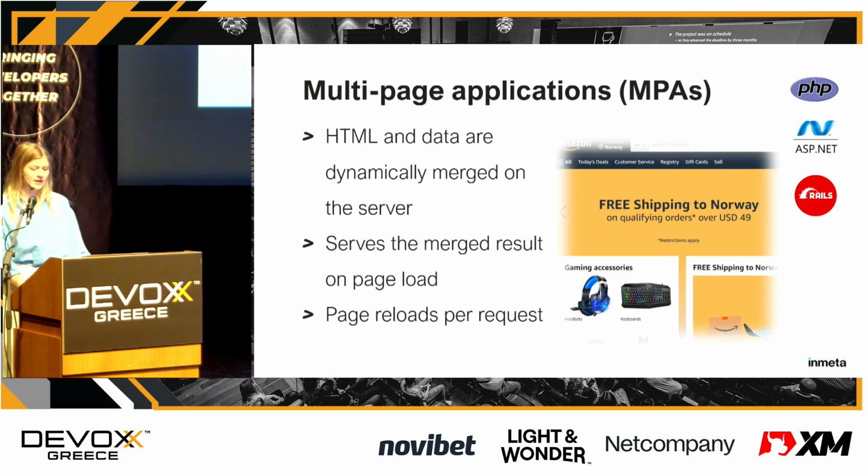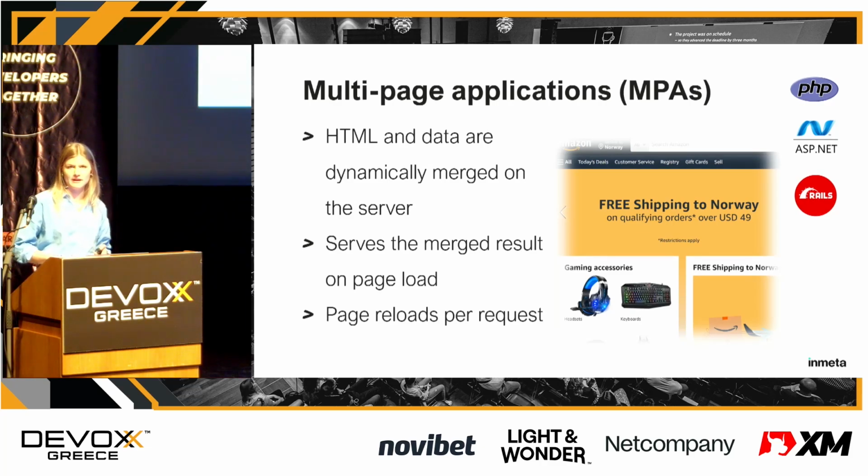The multi-page applications, on the other hand, can handle dynamic data. In MPAs, HTML and data is merged on the server per request and sent as one package to the client. The user will open the browser and is served the merge result. And the entire page reloads per request or navigation to a new page. They can be created with, for example, the ASP.NET MVC pattern or with PHP or Ruby on Rails. Use cases would typically be an e-commerce app. For example, Amazon is an MPA.